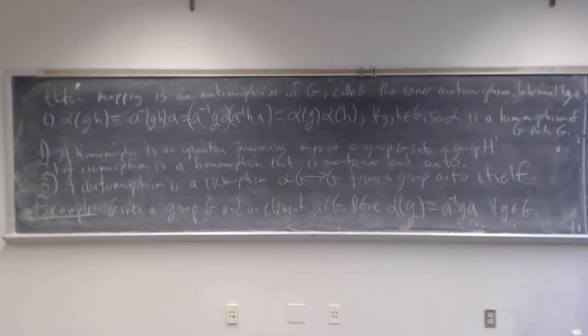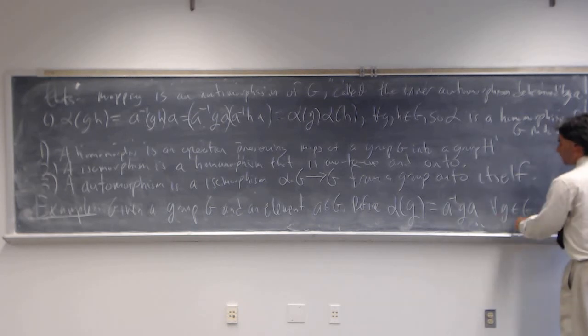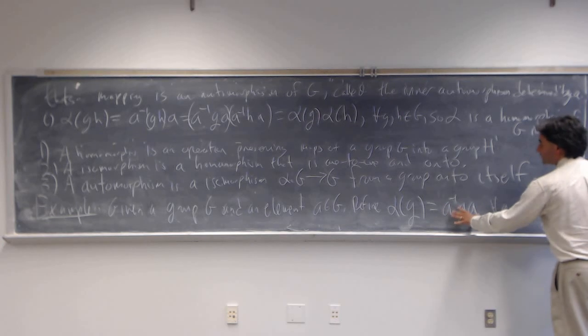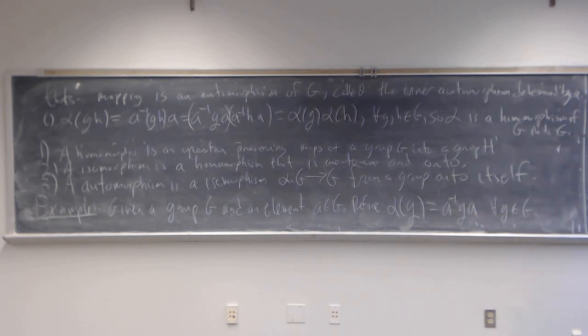Why is it into G? Why is this in G? Well, A is in G, G is in G, A inverse is in G, so this inverse and product has to stay within the group. Because A and G are both elements of the group G, so certainly that would be.